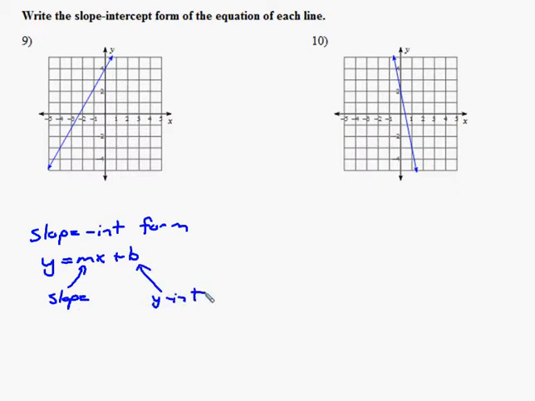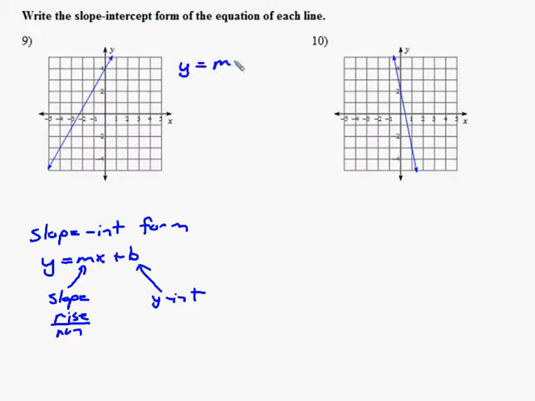So the first few are going to be pretty straightforward because we're going to be able to find the slope by counting off the rise over the run, and we're going to be able to find the y-intercept by just looking at the graph and seeing where it crosses the y-axis. In the later questions, we're going to use a different form to start with, point-slope form, and then from there we'll use algebra to change it into slope-intercept form. So we'll do number 9 here.